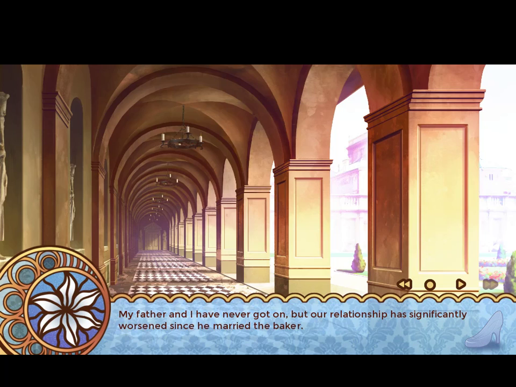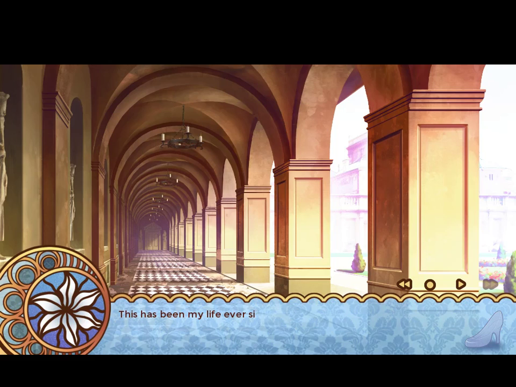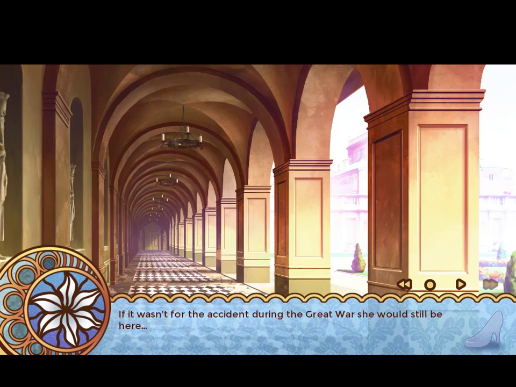My father and I have never got on, but our relationship has significantly worsened since he married the baker. My father, the king, it's been 17 years and I've never felt any love for him. He treats Emmeline and Rod, who only entered our life 1 year ago, like his own children, better than he has ever treated me. It's been my life ever since Mother passed away 4 years ago. Mother was the one that was there for me when no one else was. If it wasn't for the accident during the Great War, she would still be here.